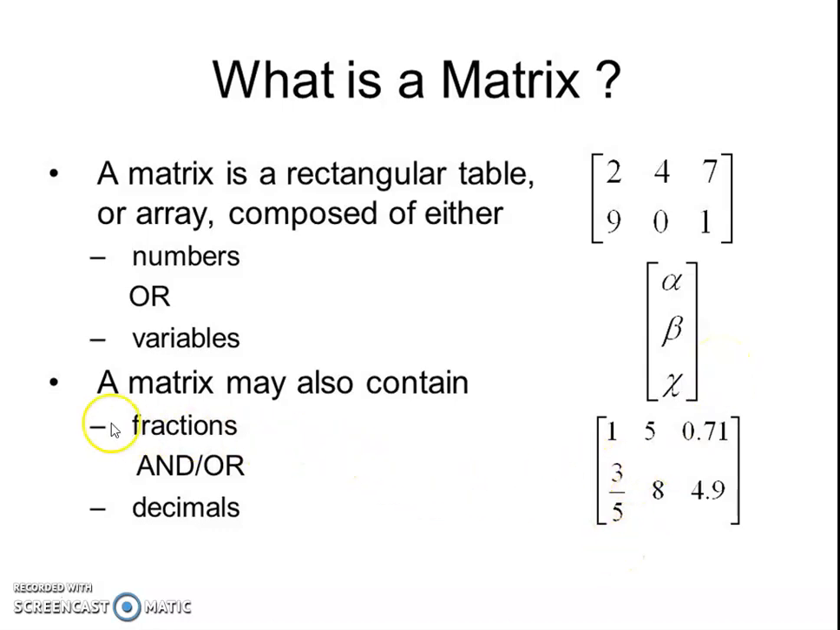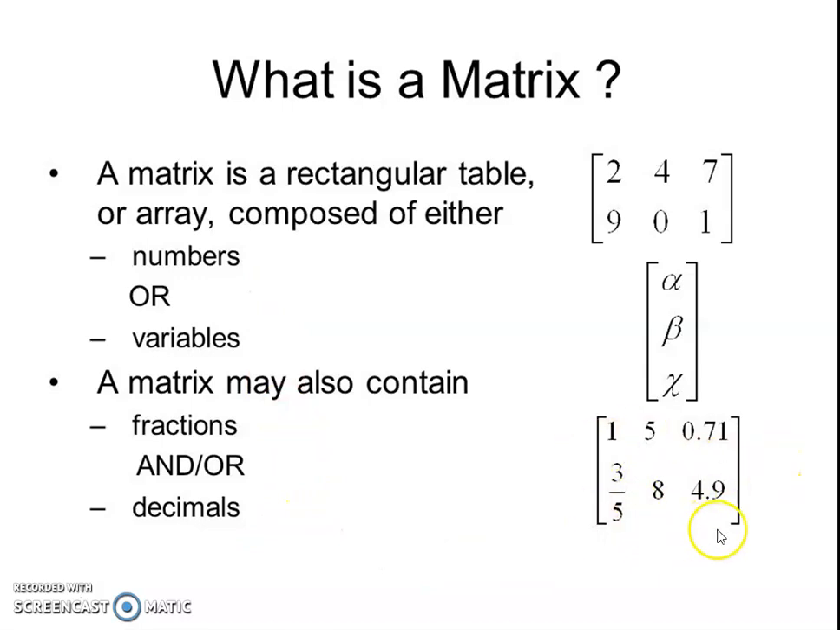Now, a matrix may also contain fractions or decimals. What are they? 1, 5, 0.71. 0.71 is a decimal point number. 3 upon 5 is a fraction, 4.9 is in the form of a decimal, and 1, 5, 8 are numbers. A matrix in any form can be mentioned as fractions, numbers, variables and decimals also.